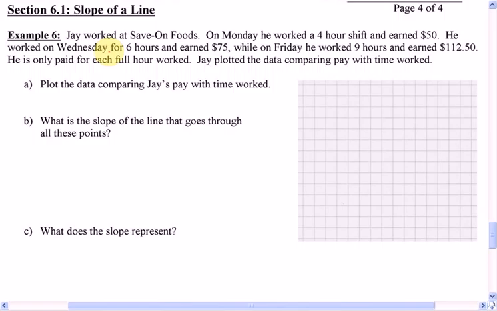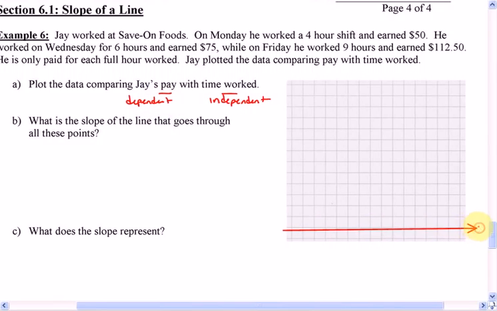Now let's plot this data on this graph. It says let's compare Jay's pay with time worked. Which one do you think is the independent variable here? Time. Good. This is the independent, and then the pay is the dependent. So let's go ahead and try this first. I will graph things out.